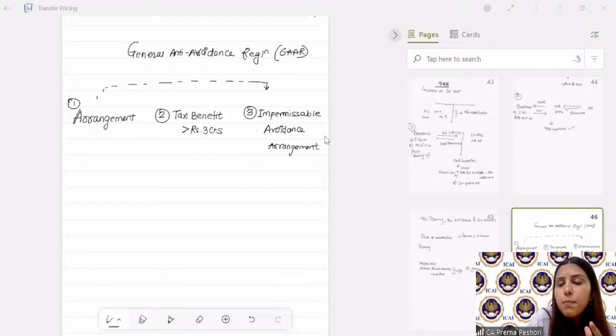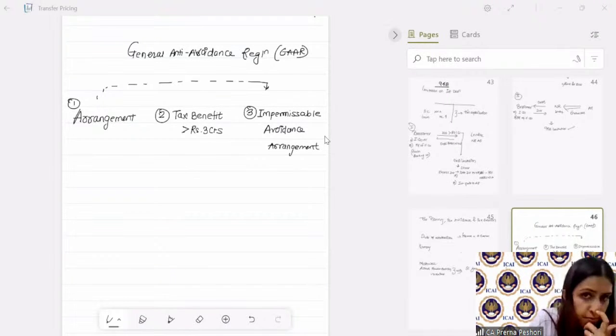So say, for example, let's take an example that there is an Indian company. It sets up a unit in SEZ for manufacturing and claims the deduction under section 10AA. Then in that case, the GAR is not applicable because this is a tax planning. The Act gives you the benefit of SEZ deduction under 10AA, and if you have set up an entity, you will get the deduction. There is no problem in that. So GAR will not come and interfere with that.